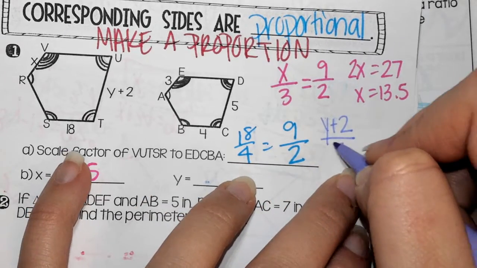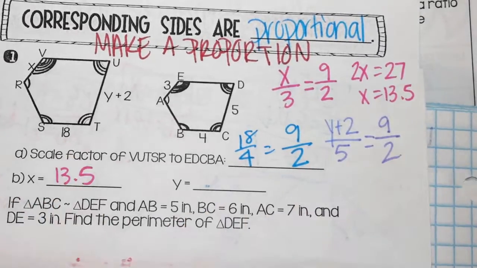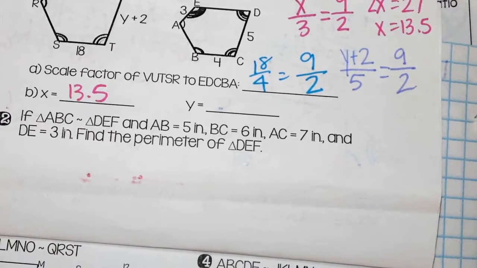Over 5. It's divided by 5, and we're going to set it equal to 9 divided by 2. You're going to use 9 divided by 2 every single time, because that's the scale factor. Does everybody understand? All right, cross multiply. Are you going to put y plus 2 in parentheses? Yes.